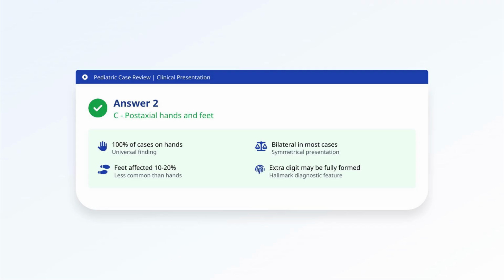Postaxial polydactyly affects 100% of cases involving the hands and is typically bilateral. The feet are affected less commonly, in approximately 10 to 20% of cases. The extra digit may be fully formed or rudimentary, representing a hallmark diagnostic feature.